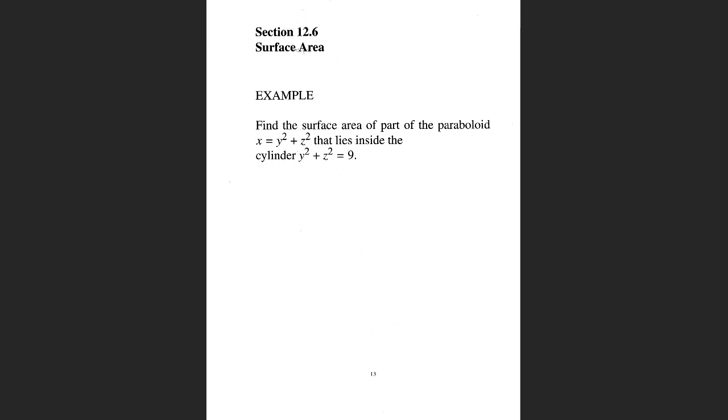Okay, so what we want to do here is find the surface area. This example is not one of the two examples that you see in section 12.6. There are nice examples in the book, but I'm adding my own example to give you a little more variety. Now we want to find the surface area of the part of this paraboloid that lies inside this cylinder.